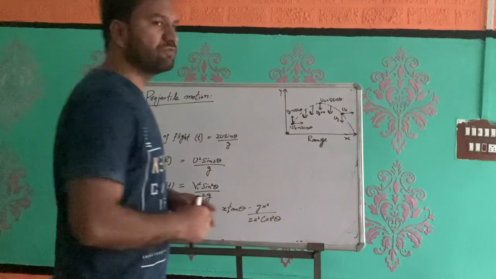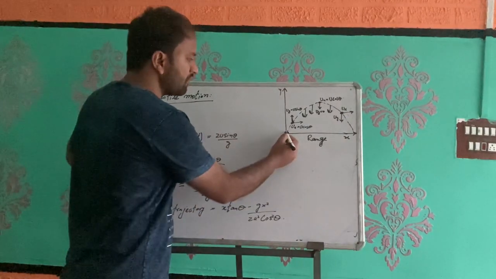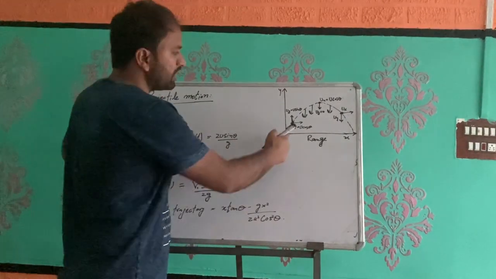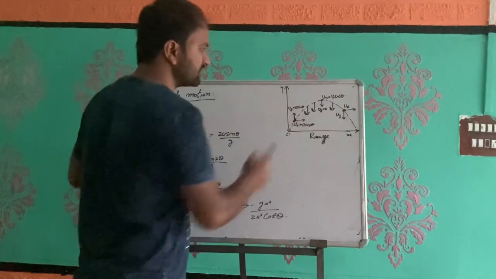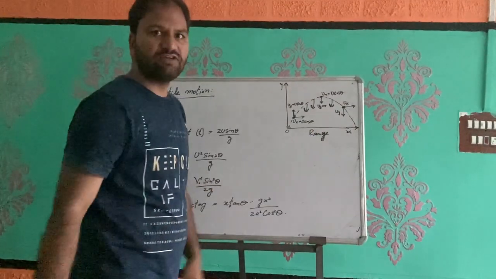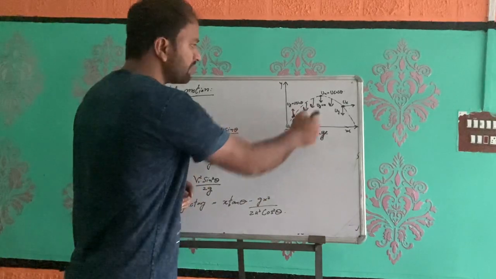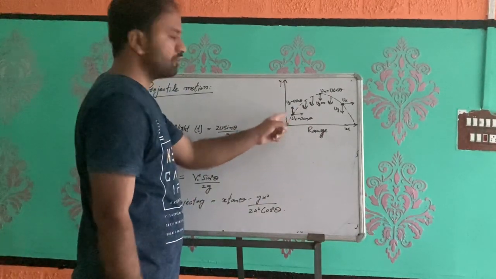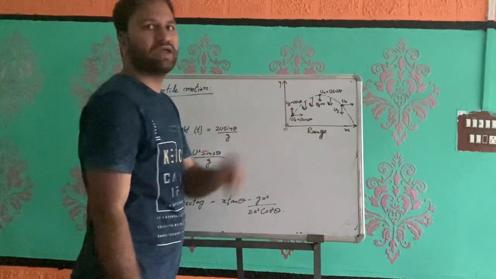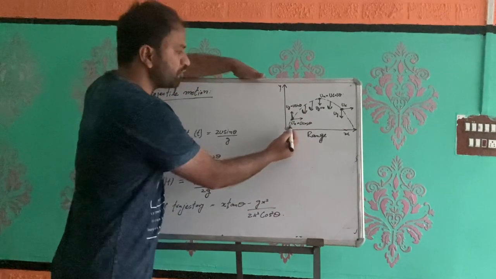Here the figure is given. In this figure, from the initial point O, we are throwing an object in this direction, and there is the effect of gravity on this object. That effect of gravity makes this object follow this parabolic path. So we are providing the initial velocity.